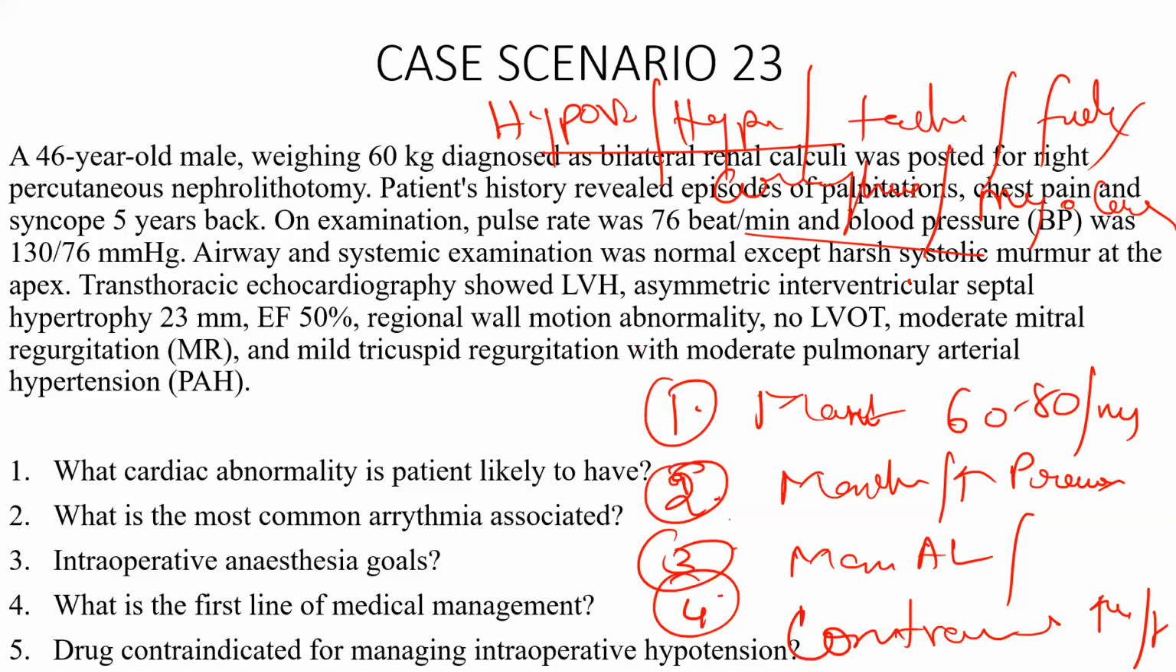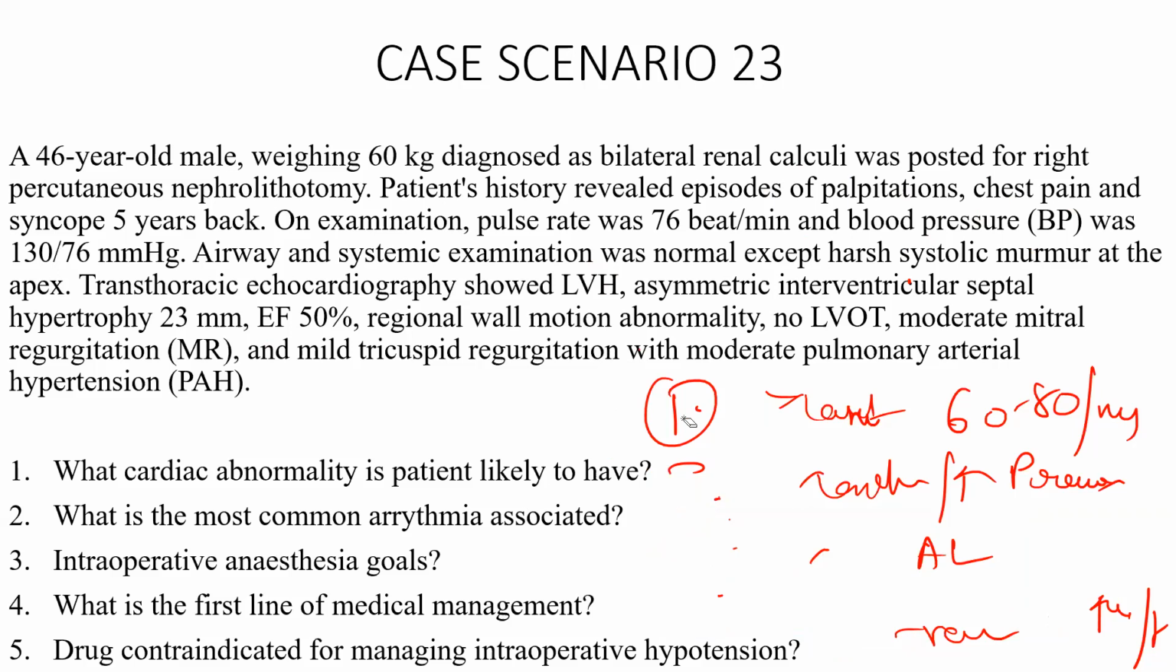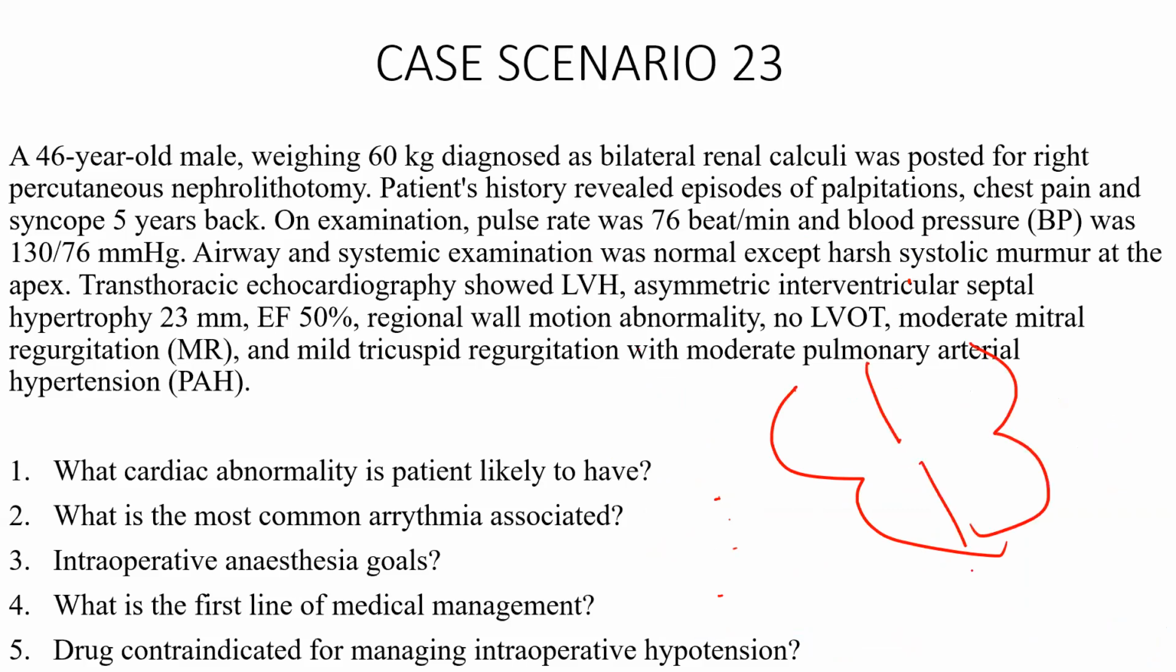Make sure the sinus rhythm is maintained, and never use myocardial depressants, or if at all you are using them, use drugs which have minimal myocardial depression. Those are the drugs which are preferred. When it comes to volatile agents, isoflurane is the best preferred drug because it produces minimal myocardial depression compared to other volatile agents. Good. So what is the first line of medical management in a patient with hypertrophic obstructive cardiomyopathy? Rate control. Yes. So what are the drugs you use? Beta blocker. Right.